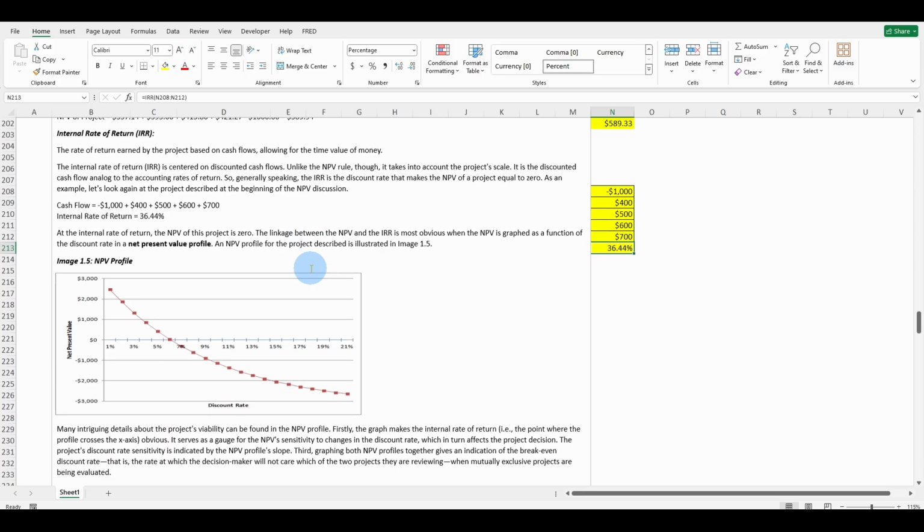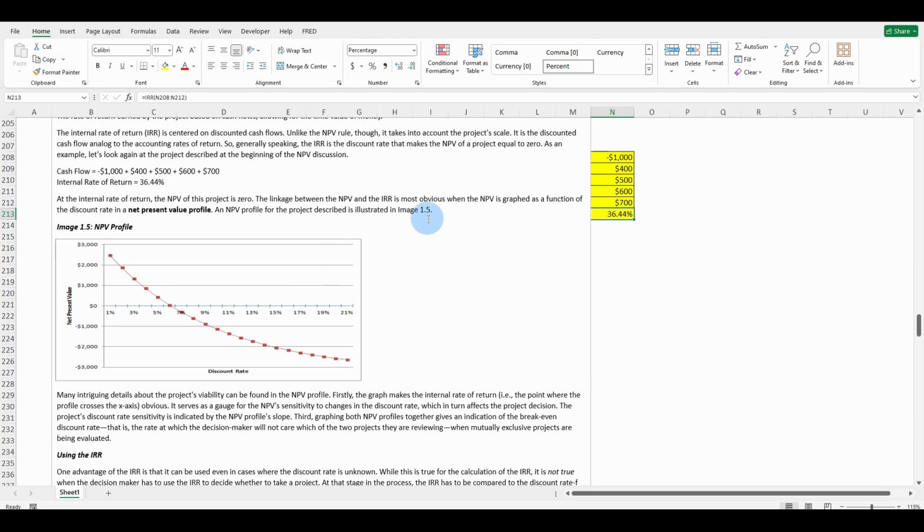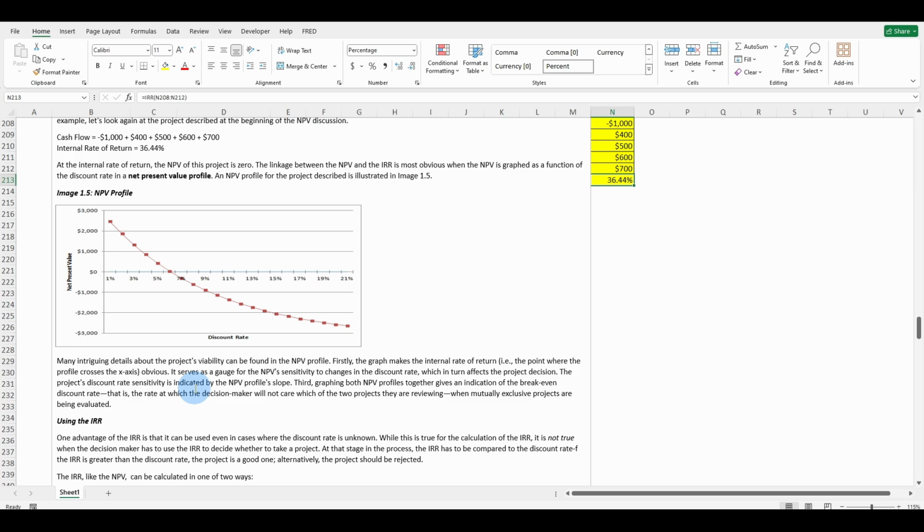The linkage between net present value and the internal rate of return is most obvious when the net present value is graphed as a function of the discount rate in a net present value profile, as the NPV profile for the project is illustrated in image 5. So you can see the discount rate. Many intriguing details about the project's viability can be found in the net present value profile. First, the graph makes the internal rate of return, i.e. the point where the profile crosses the x-axis, obvious.